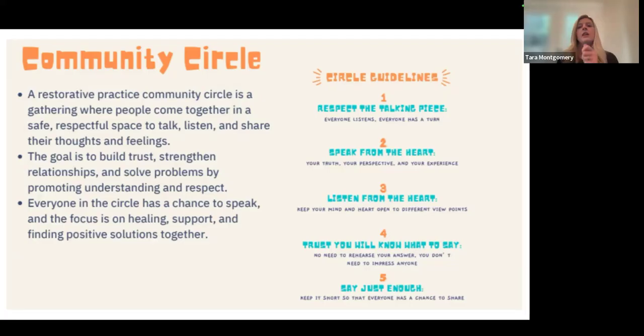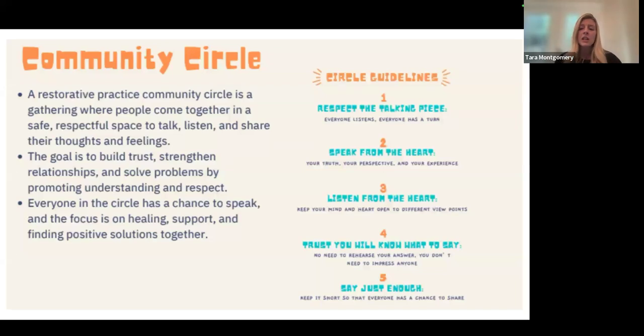So the guidelines first is respect the talking piece. Whoever has the talking piece, it's their turn to talk. Speak from the heart, speak your truth. You can feel comfortable to speak truthfully, explain your perspective on things, and even your experience. Listen from the heart. So not only do we speak from the heart, but we also need to listen. Keep an open mind about having different viewpoints. Trust you will know what to say.